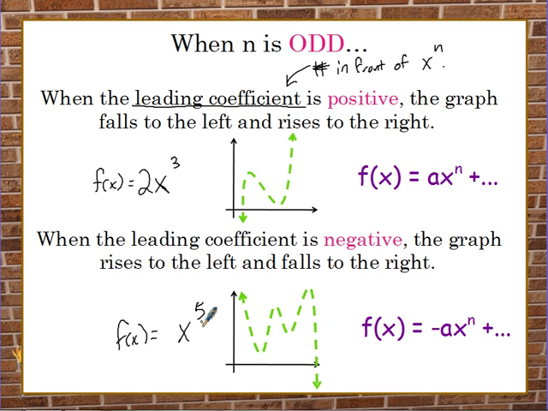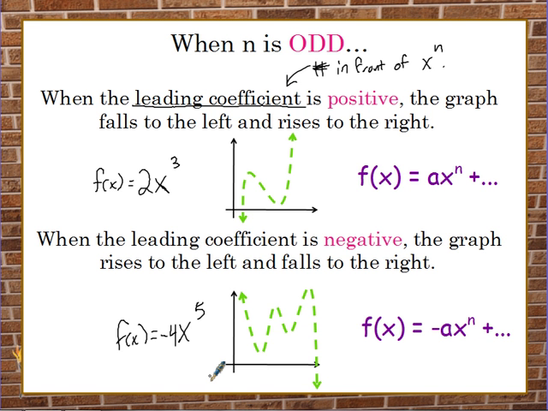Okay, we're not being exact here, but we're at least using some common sense. Because the left side is going up and the right side is going down, what does that tell me about my a? That it's negative. So any negative number, negative 4x to the fifth would look more like this.